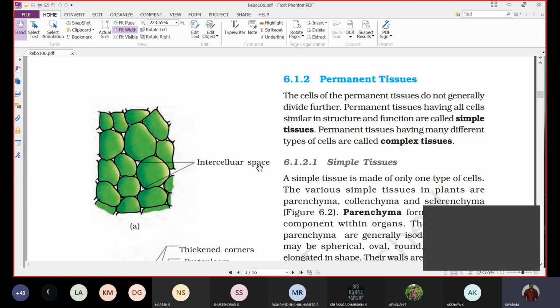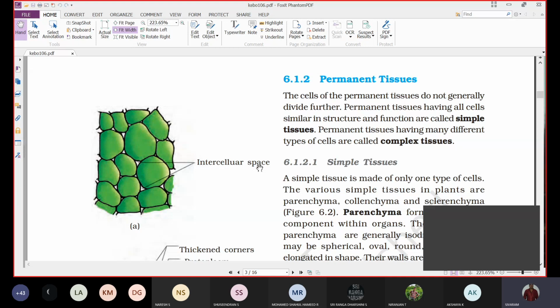Other than this, whatever the tissue that is present inside the plant body, that is hypodermis, cortex, endodermis, pericycle, medullary rays, pith. All these tissues will come under the ground tissue.